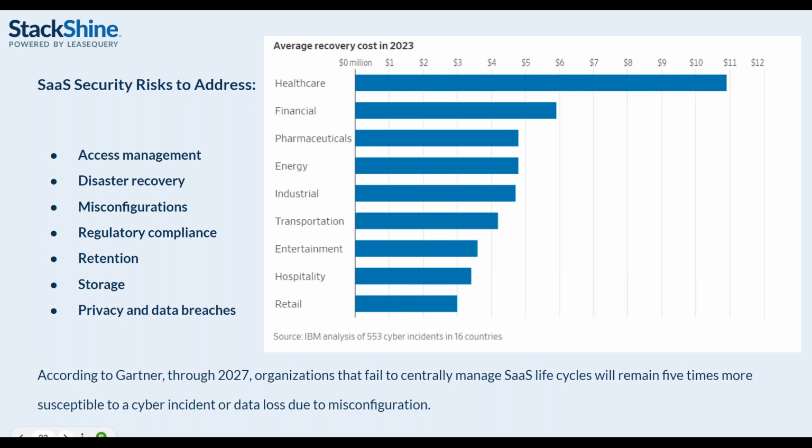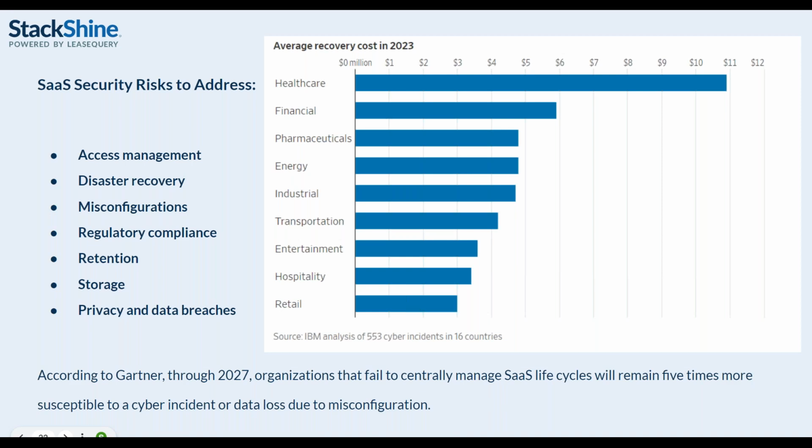In fact, according to Gartner, through 2027, organizations that fail to centrally manage their SaaS lifecycles are going to remain 5 times more susceptible to a cyber incident or data loss due to misconfiguration. And nobody wants that. That affects everybody, right? Any sort of data loss or cyber incident stops everything and happens every day. So what are some of the SaaS risks you need to make sure that your organization is managing?